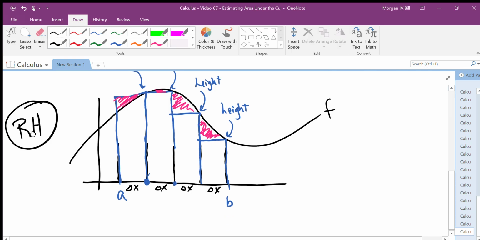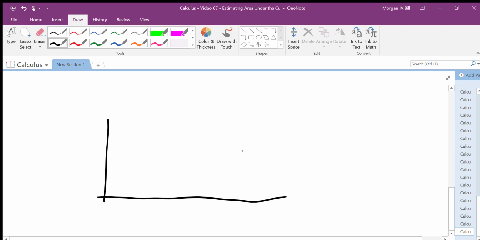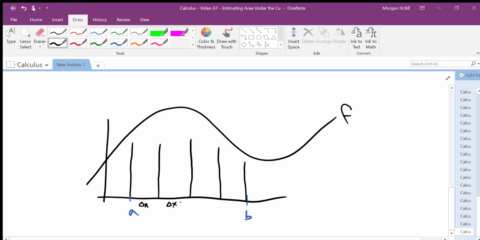The midpoint, similar idea. All right, function, try to draw the same from A to B. Again, 4 rectangles, each rectangle having a width of delta x. The height, though, will now be determined by the midpoint of each rectangle. And so I will go up from that point, and from that point I get the height of the rectangle.